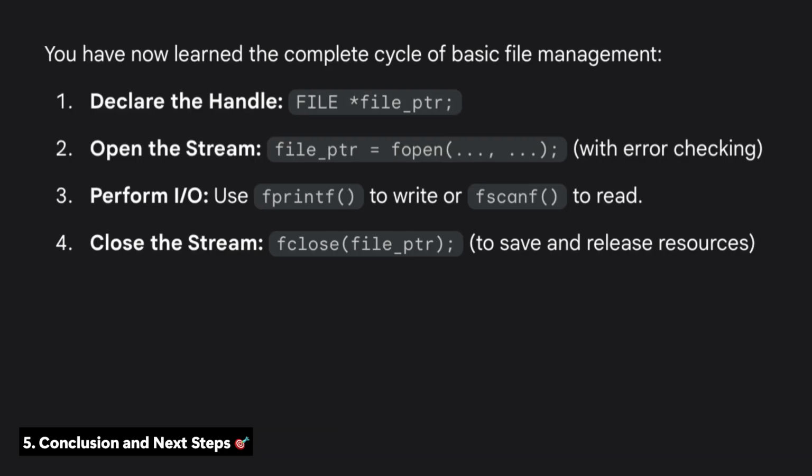5. Conclusion and next steps. You have now learned the complete cycle of basic file management. Declare the handle, the file pointer. Open the stream, using the file pointer and the fopen function. Perform: use fprintf to write or fscanf to read. Close the stream: call the fclose function and pass the file pointer to it. This action is to save and release resources.